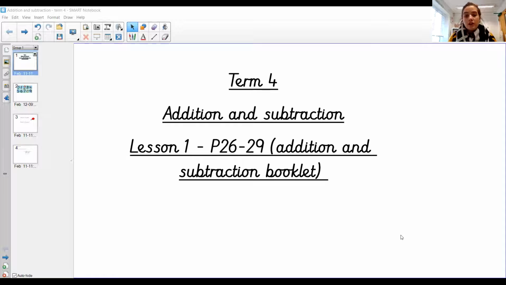So what I'm going to do is list all the page numbers on your weekly timetable, and they will be the pages that we'll focus on when we come back to school, because they are fantastic booklets and an amazing resource. Okay, so first of all, let's think about our number formation.